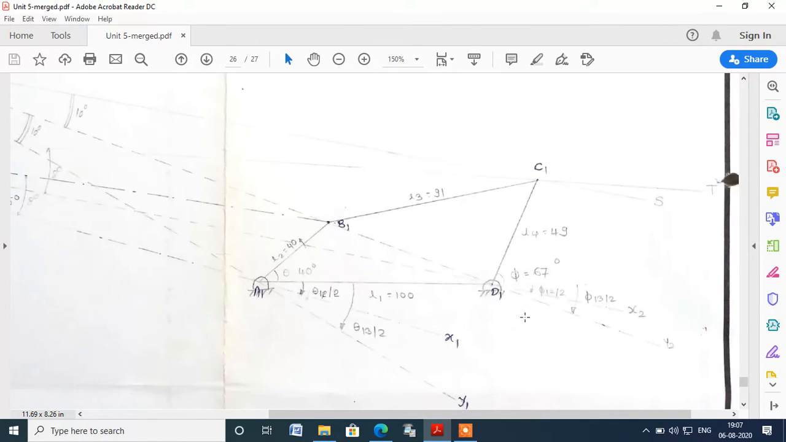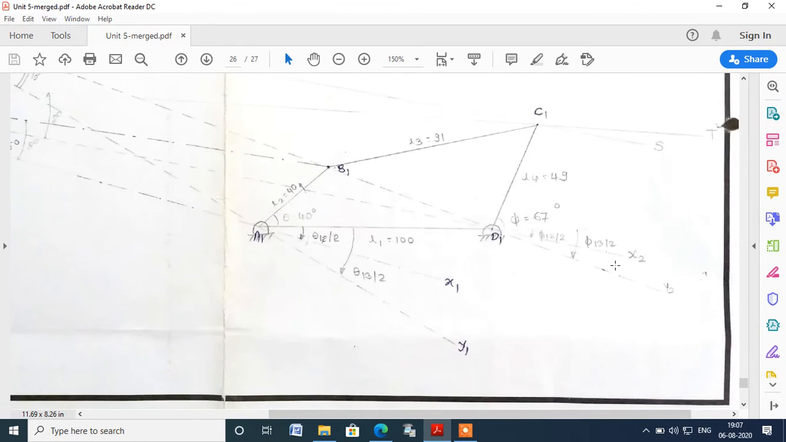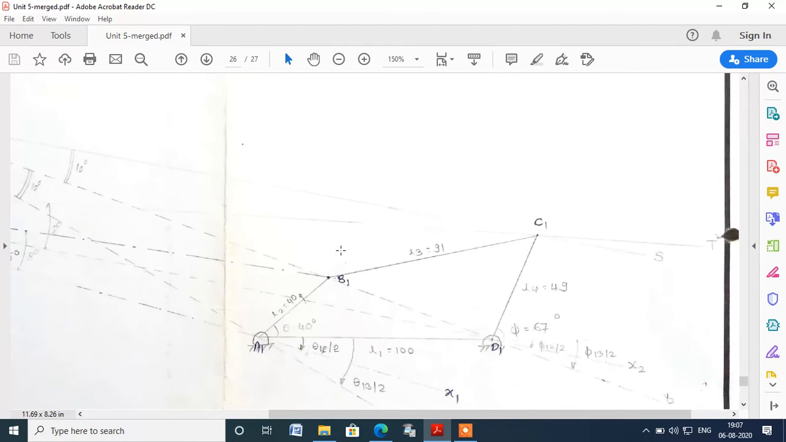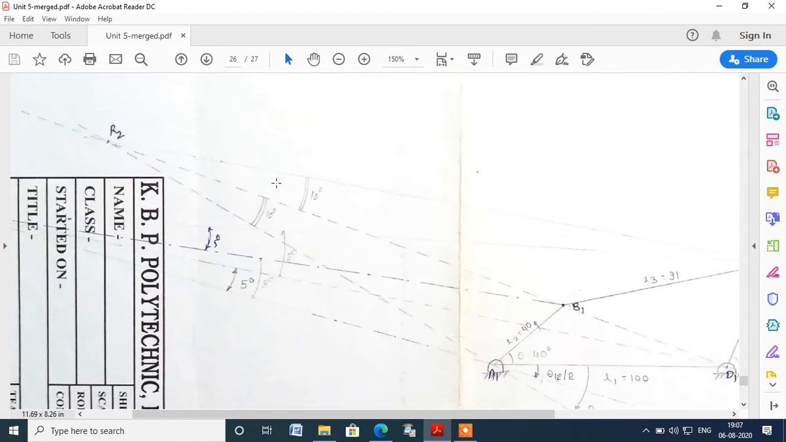y2 r2. Take the angle from this extension line, that is 513 divided by 2. 513 is given as 40 degrees. So 40 divided by 2, that is 20 degrees. So take a 20 degree angle and draw the line y2 r2. This y2 r2 and y1 r1 meet somewhere, and let us mark that intersection point as r2.